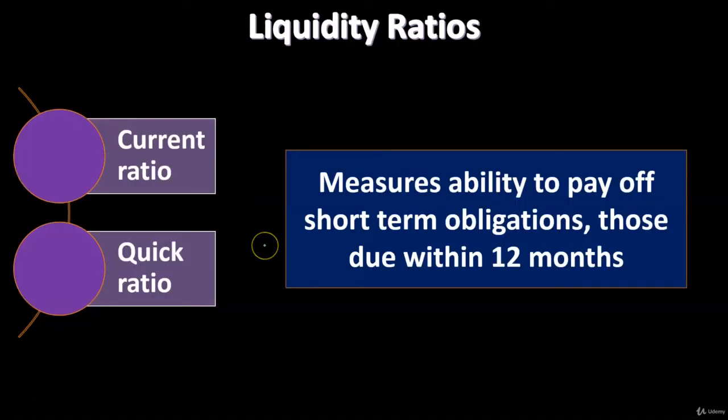And then we got the liquidity ratios. These include the current ratio and the quick ratio. These are probably two that people learn quickest, because liquidity is going to be one of the big concerns that's always a concern, meaning, do we have enough money to pay off the debt that's going to be coming due within the next 12 months? So it's going to measure the ability to pay off short-term obligations, those due within 12 months.